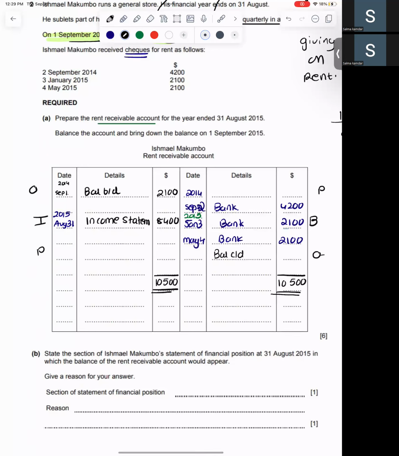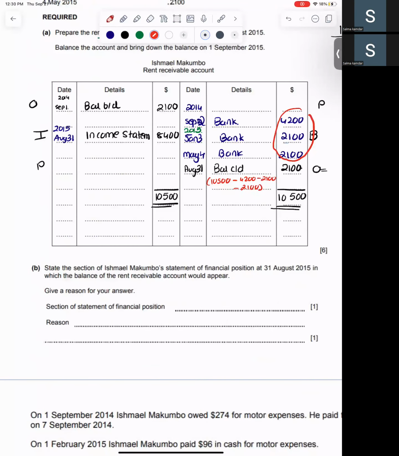That represents outstanding income on the last date. The last date will be August 31. So the balance closed down is 2,100. How did I get the balance closed down? It is 10,500 minus the total of all this: minus 4,200, minus 2,100, minus 2,100. So this is outstanding income on the last date.